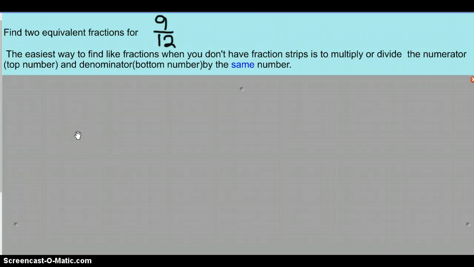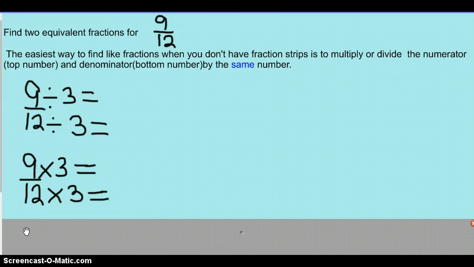Find two equivalent fractions for 9/12. The easiest way to find like fractions when you don't have fraction strips is to multiply or divide the numerator, top number, and the denominator, bottom number, by the same number. Try 3 and see if you get what I did, or you can try any number as long as it's the same for the numerator and the denominator. Here's how I set mine up. Set yours up the same way.